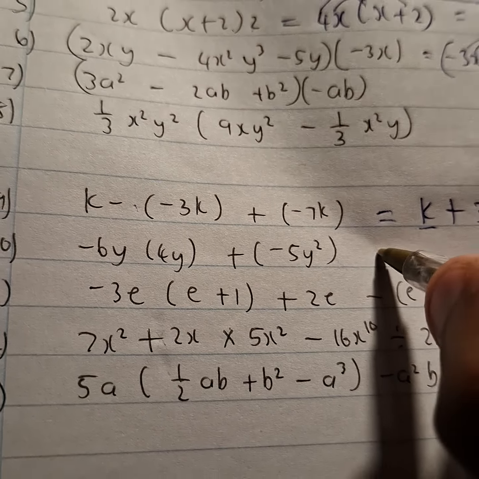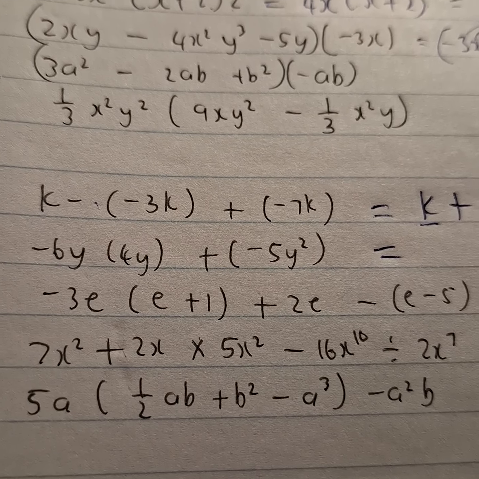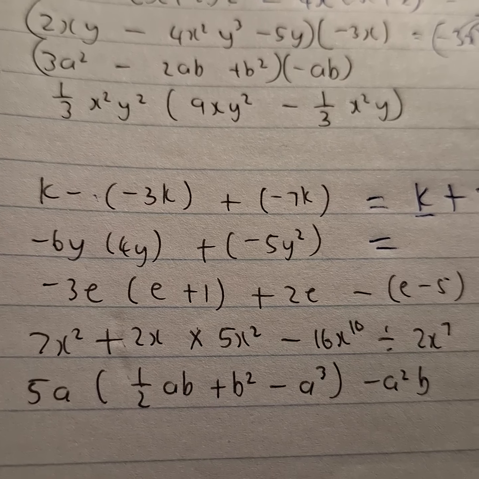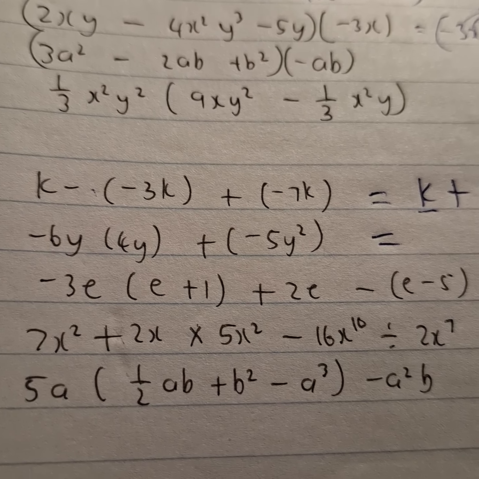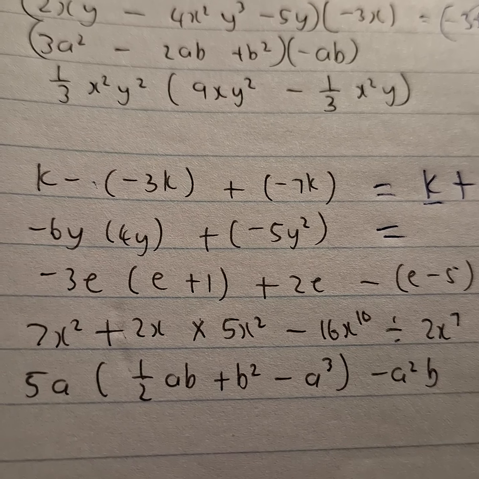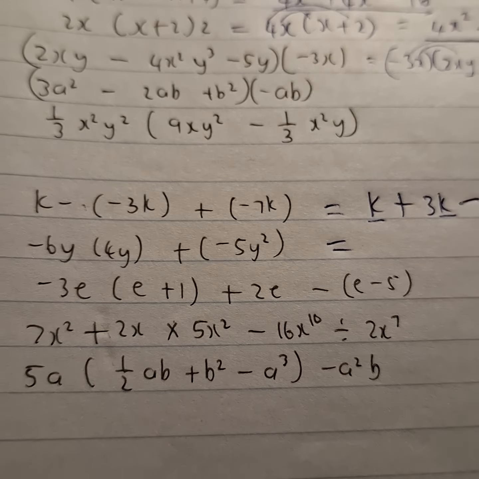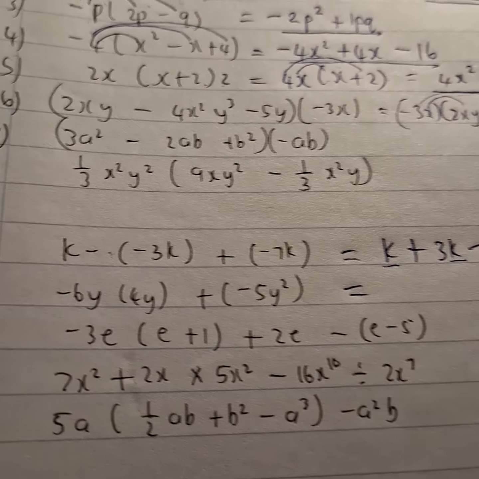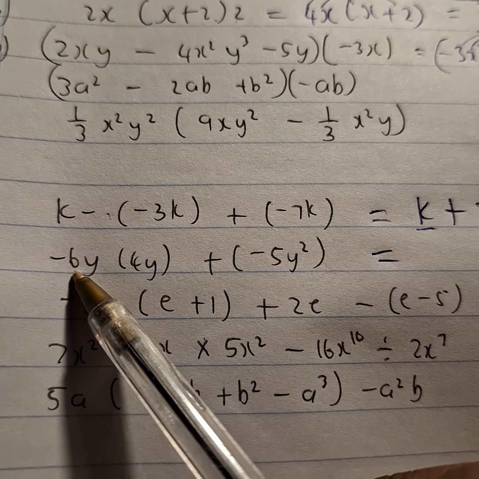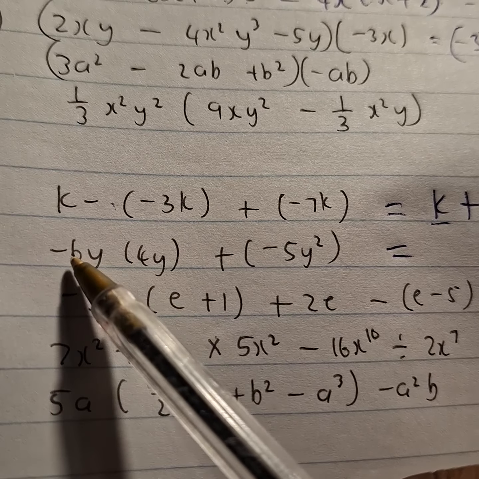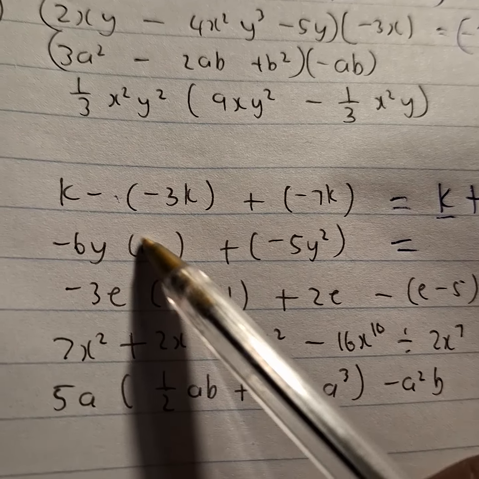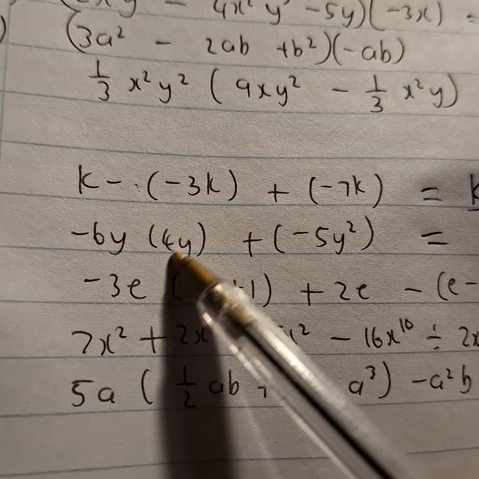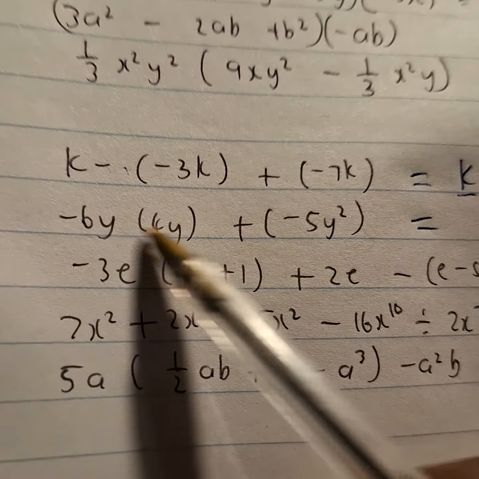Then we need to apply our knowledge from BODMAS. BODMAS says we always look at brackets, followed by exponents, division, multiplication, then addition and subtraction in that order. There's a bracket here, so negative 6y, we know that brackets mean multiply. Multiply gets priority over addition.